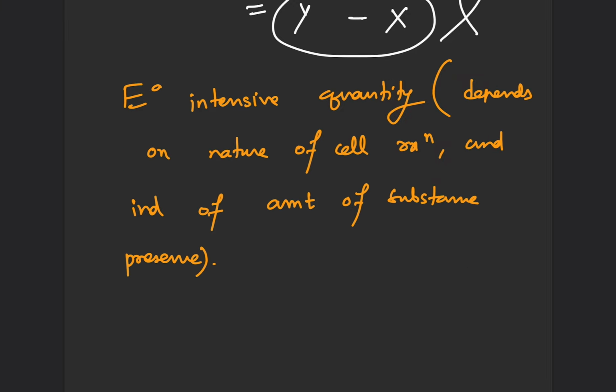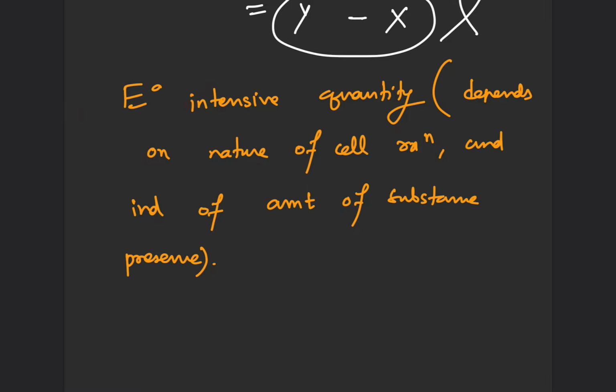So therefore we cannot do normal algebraic functions, for example addition, subtraction, multiplication, division, with intensive quantities, because they don't depend upon the amount of substance that you have taken. Okay, but extensive properties can be added, subtracted, multiplied, divided, like normal numbers. So therefore we have to think, how can we relate this E naught to an extensive property?